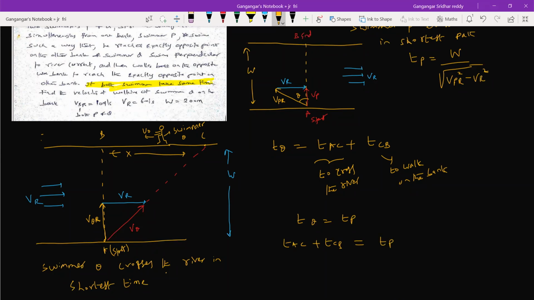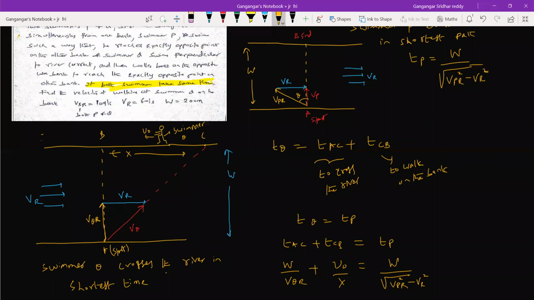Now what is TAC? W by VQR. What is TCB? TCB is the time taken to walk on the bank, so what should it be equal to? U naught by X. TP is W by the square root of VPR square minus VR square. But we don't know X.